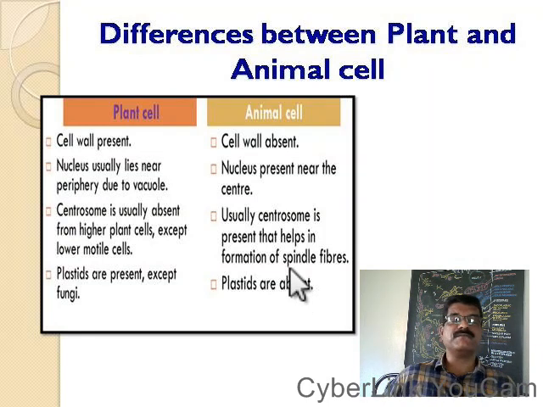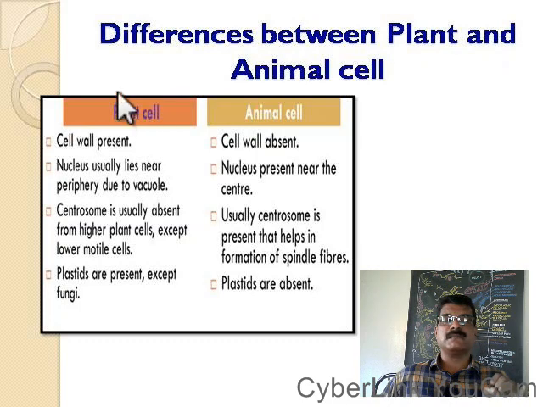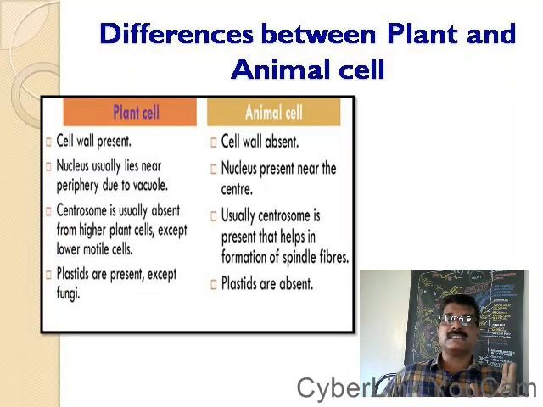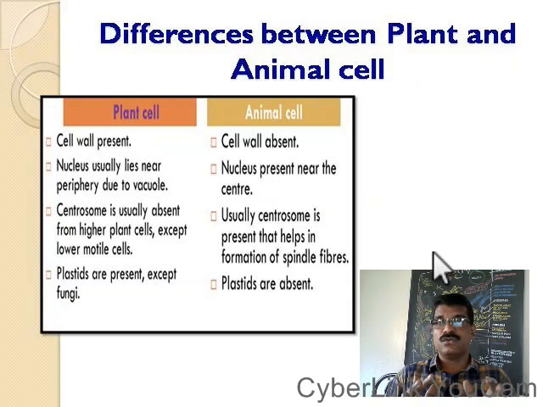So what are the differences between plant cell and animal cell? Plant cell possesses a cell wall, animals lack a cell wall. In plant cell, the nucleus is towards the side, in animals the nucleus is at the center. In plant cell the vacuole is very big, and in animal cell the vacuole is very small or absent. In plant cell chloroplast is present, in animal cell chloroplast is absent. These are the differences between plant cell and animal cell. Hope you understood all the parts discussed in this particular lesson.